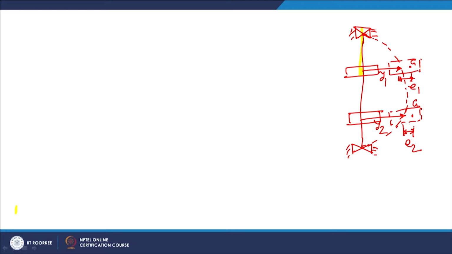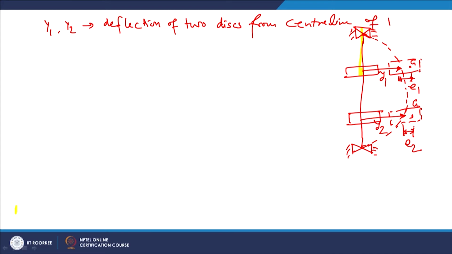So eccentricity between the center of mass and the geometric center. So y1 and y2 are the deflection of the two rotors or two discs from the center line of the bearings. So here we have the center line of the bearing. So we have y1 and y2, and then from this y1 there is E1 distance, the radial distance to the center of mass, and for the second one it is E2 distance to the center of mass.